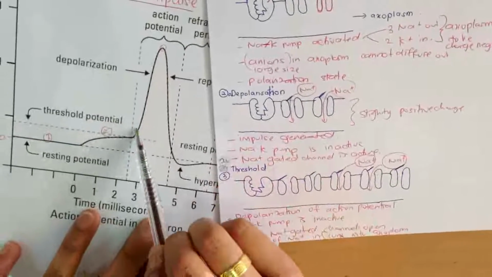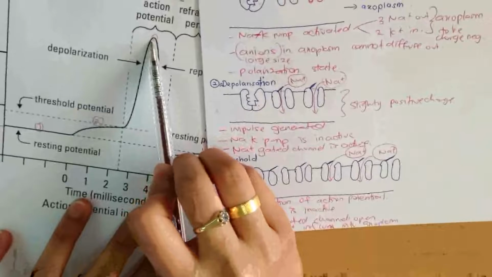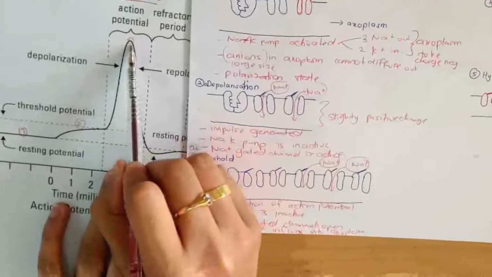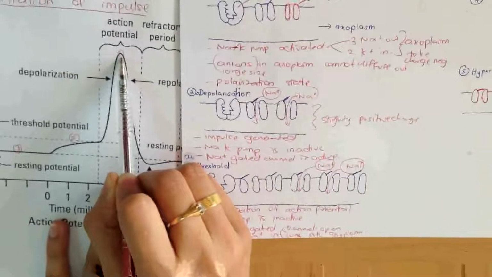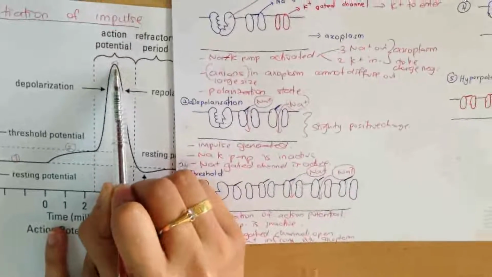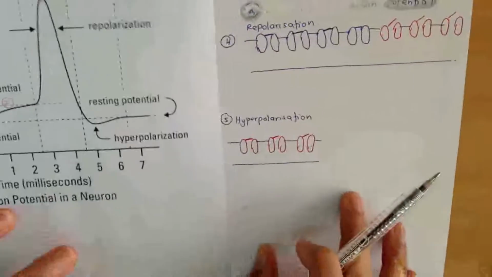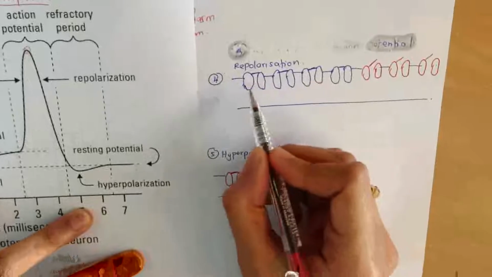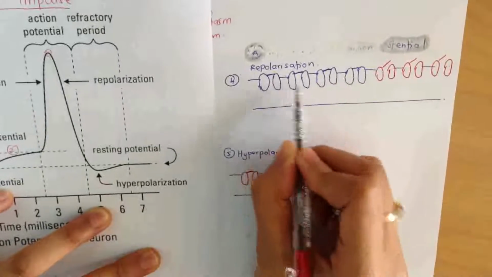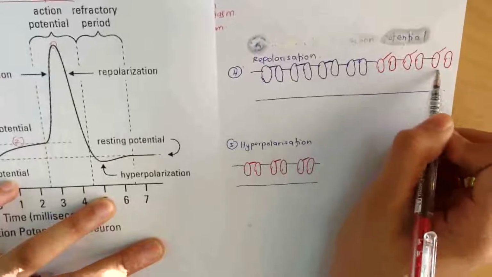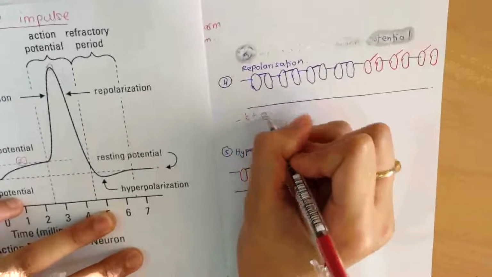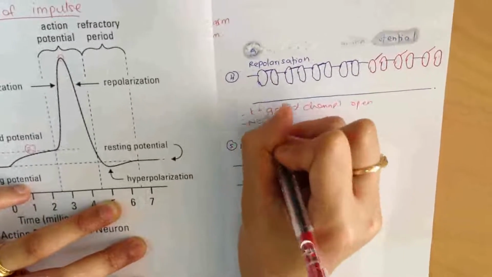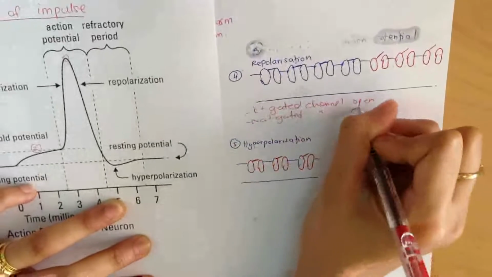Here is where all the Na plus gated channels are open. At the peak here, the Na plus gated channel will close automatically, while the K plus channel will open automatically. Here is where the repolarization state will start. As you can see, the Na plus gated channel is closed, while the K plus gated channel is open.